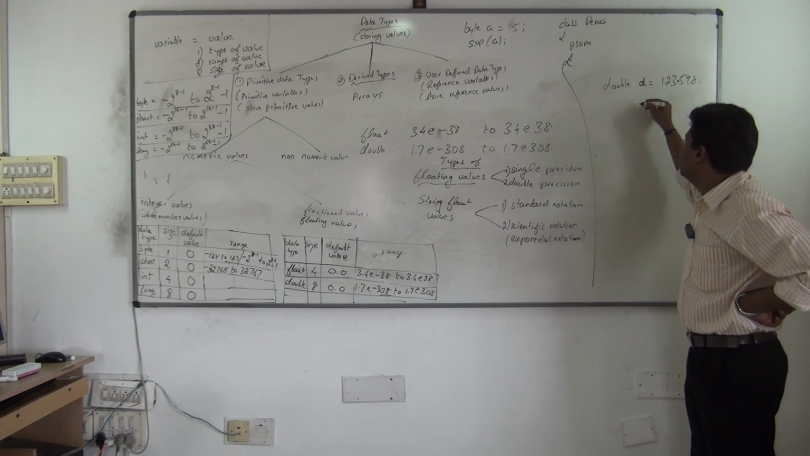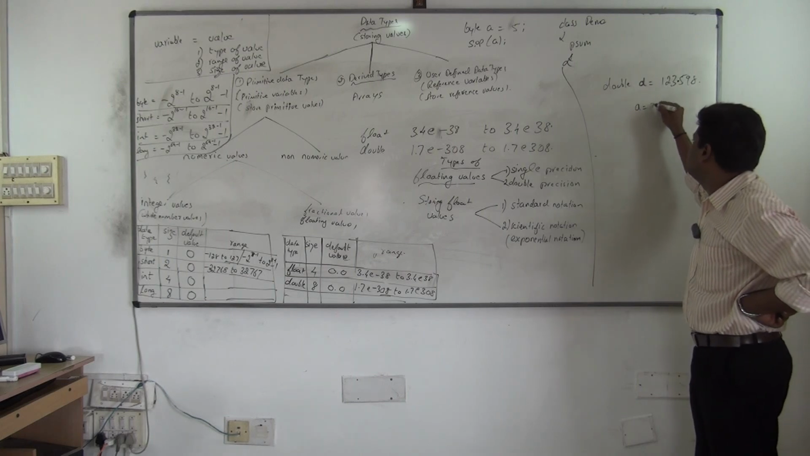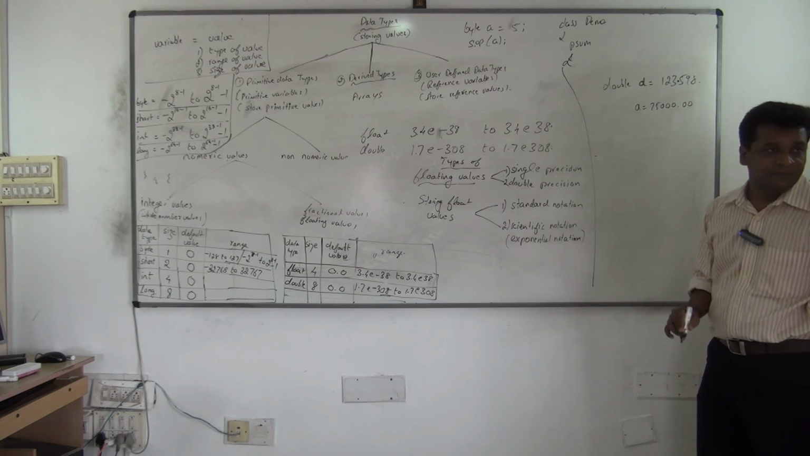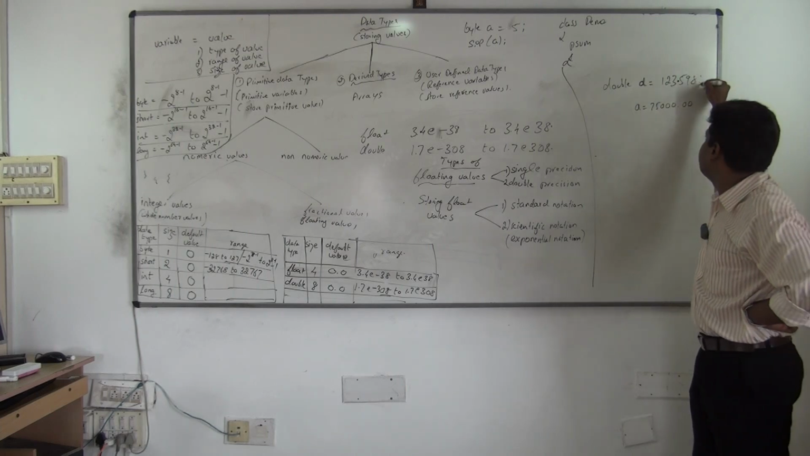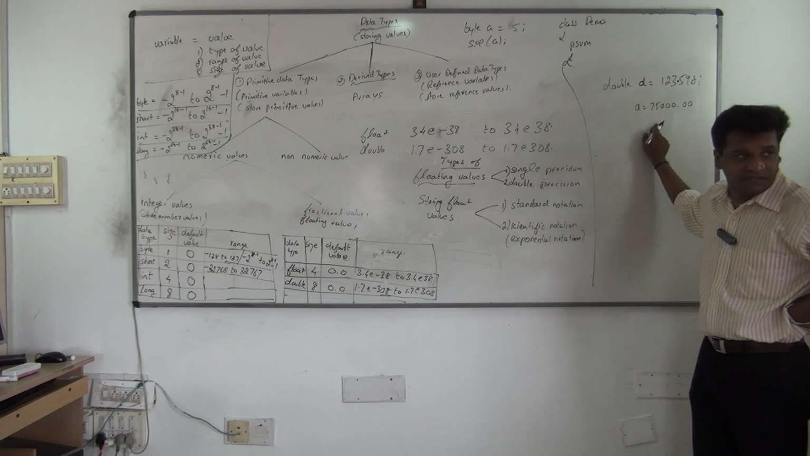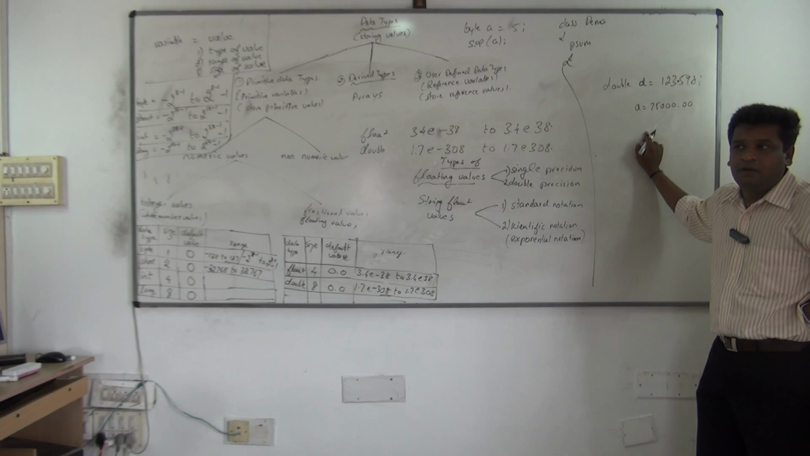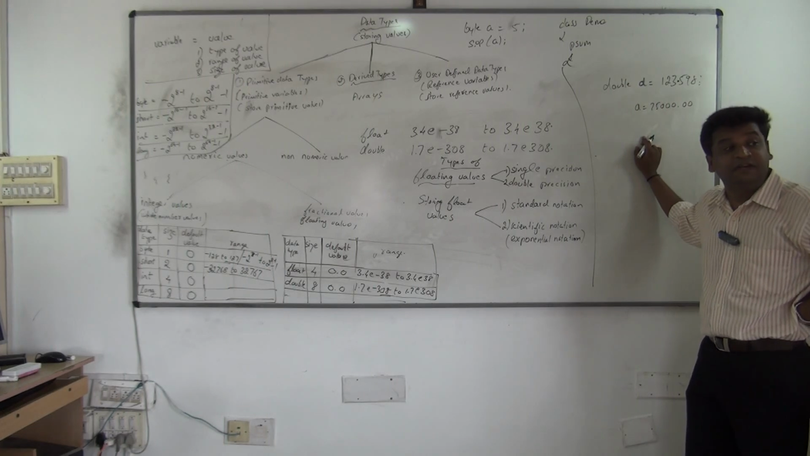This is double A. Or you can write A is equal to 75,000. Like this also you can write. Double means you can write like this. Same you can overwrite like this. This is called standard notation. If you want, you can store it in scientific notation also.